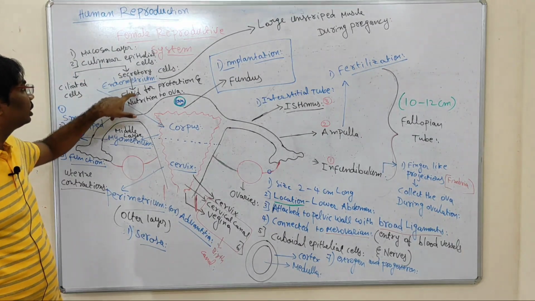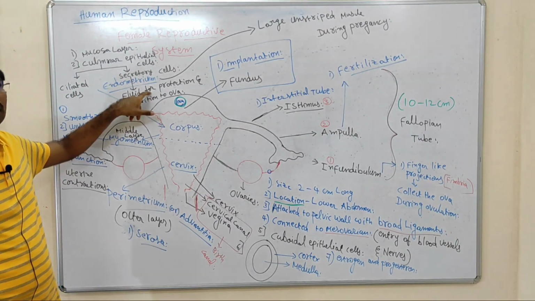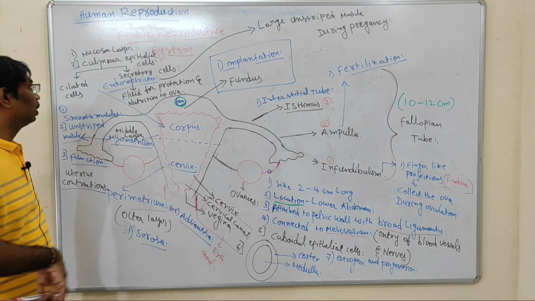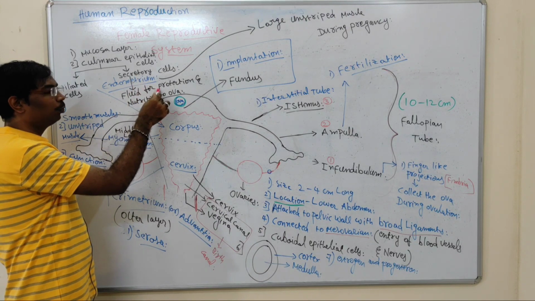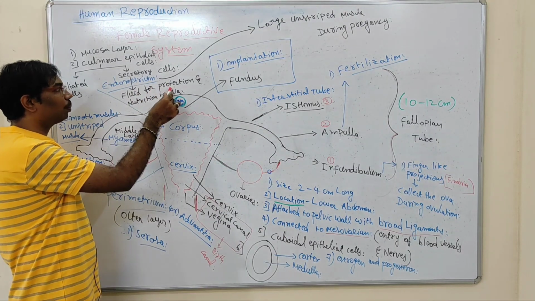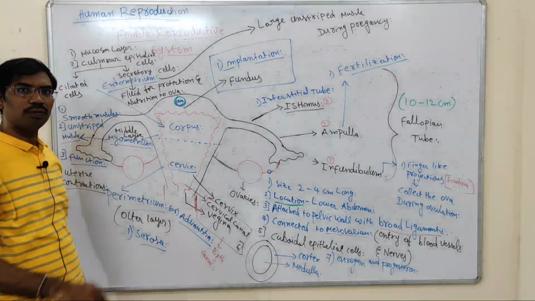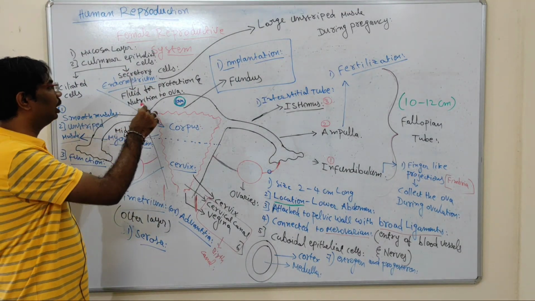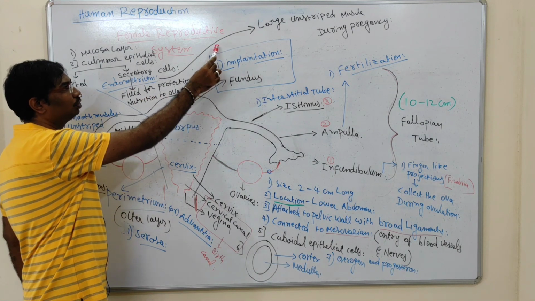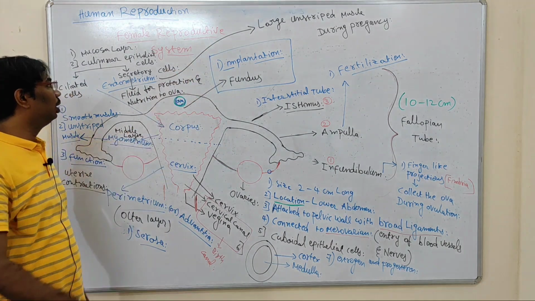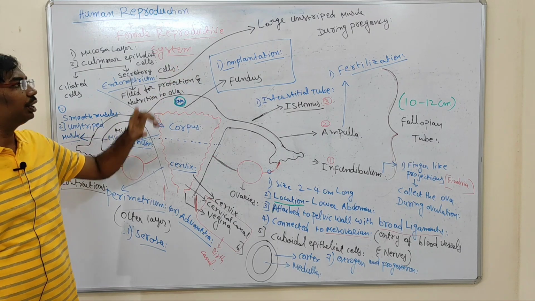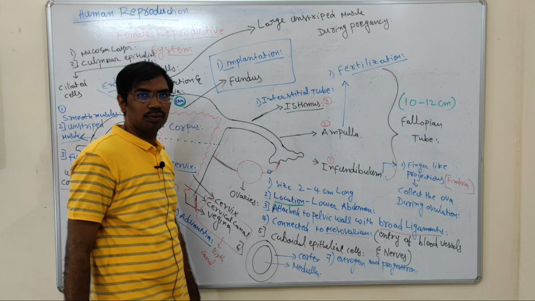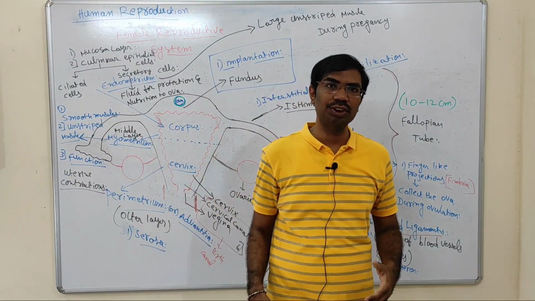The secretory cells produce a fluid. That fluid is important for the protection and nutrition of the ova. Again, the myometrium contains a very large amount of unstriped muscle. So this is about the female reproductive system and its functions.